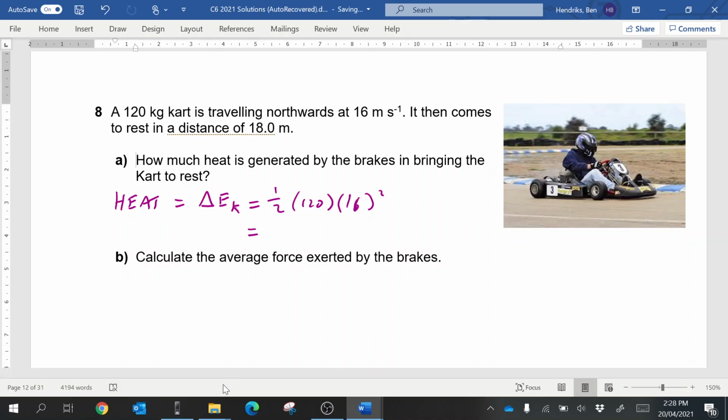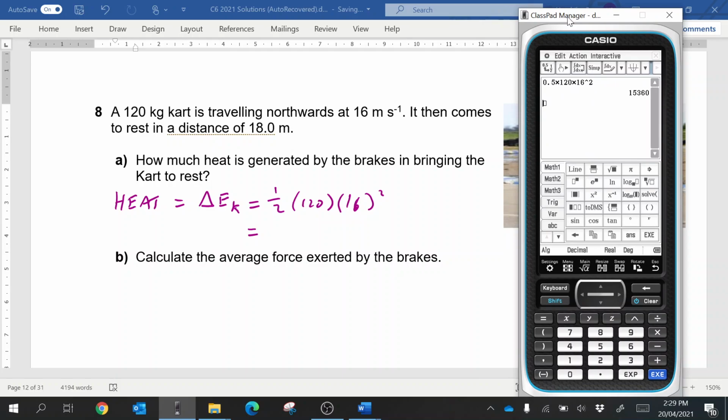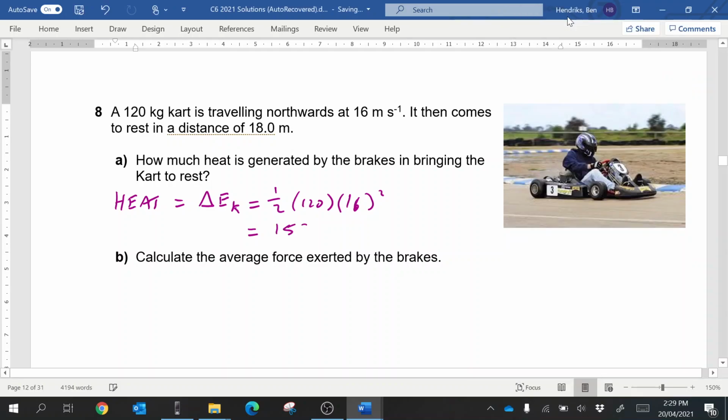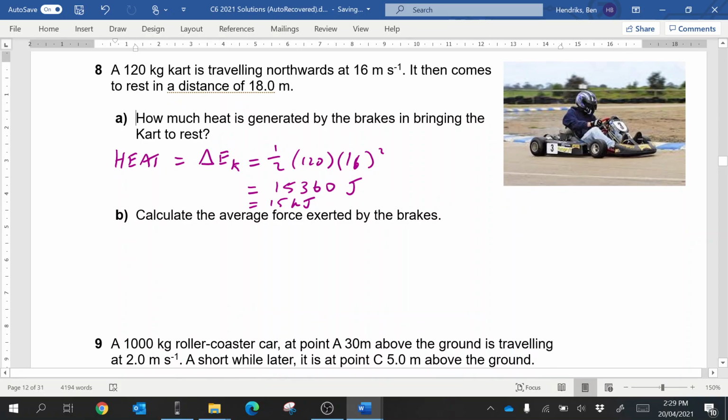If we put that into our calculator, we get 0.5 times 120 times 16 squared is equal to 15,360 joules, which is around about 15,000 or 15 kilojoules. That's two significant figures. So calculate the average force exerted by the brakes.